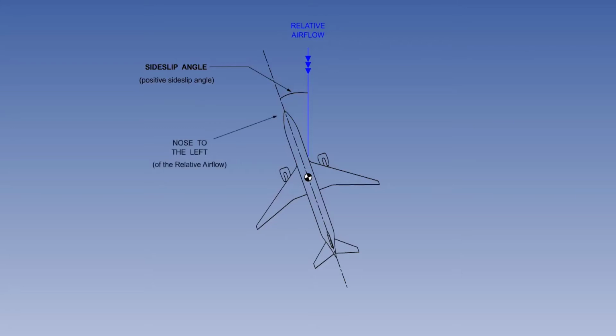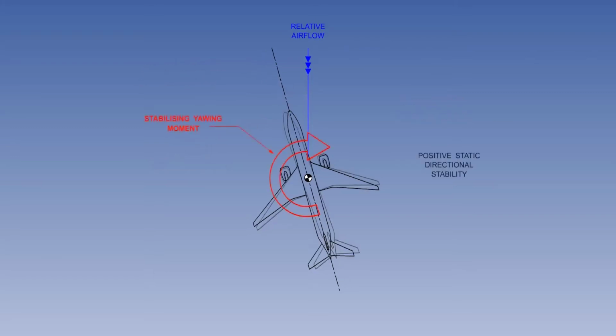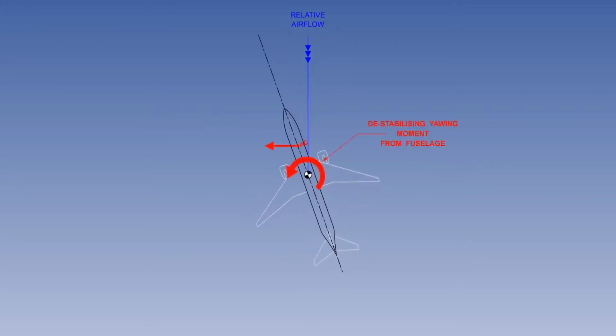A question in the written exam might describe this aircraft as being nose to the left. However, a pilot would describe this aircraft as being in a right side slip. If the aircraft illustrated has directional stability, when displaced from equilibrium, it would generate a stabilizing yawing moment to the right. The contribution of the fuselage is destabilizing because its aerodynamic center is forward of the aircraft CG.